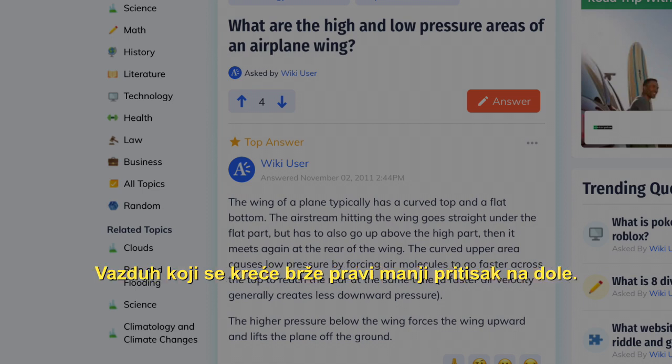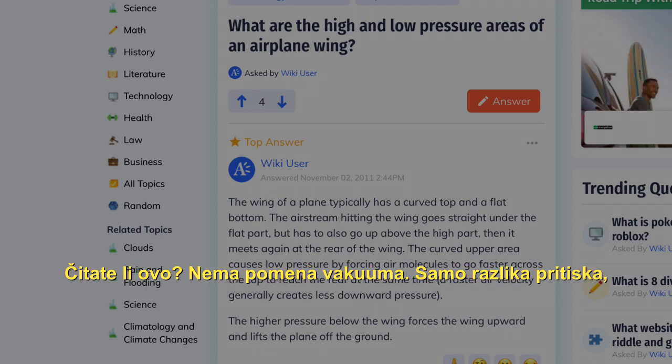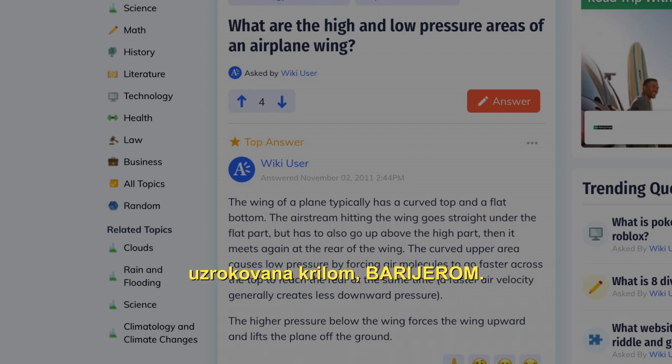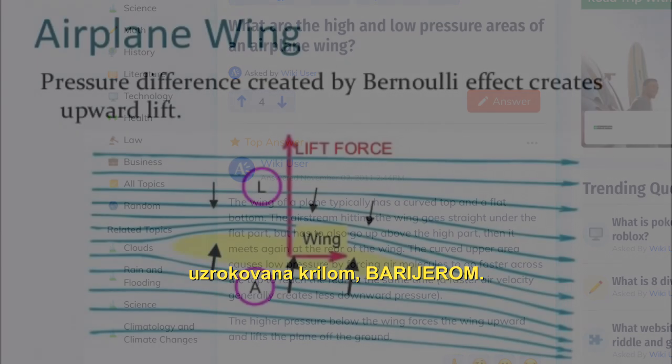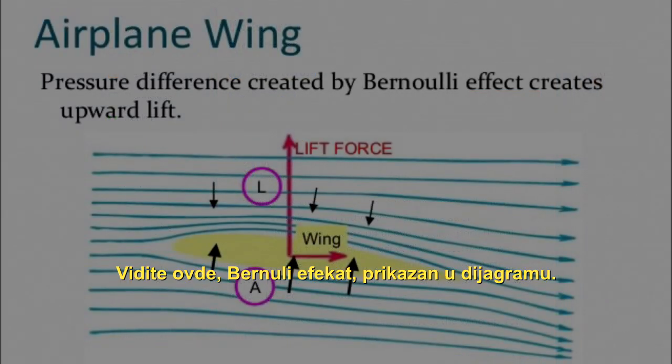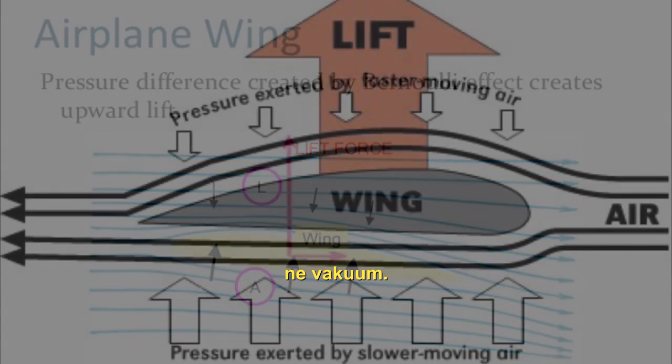A faster air velocity generally creates less downward pressure. The higher pressure. Are you reading this, folks? There's no talk of vacuum here. Just a differential because of the wing, which is the barrier that causes it. You can see it. It's the Bernoulli effect. It's seen in this diagram here. It's a pressure differential that causes the plane to have lift, not a vacuum.